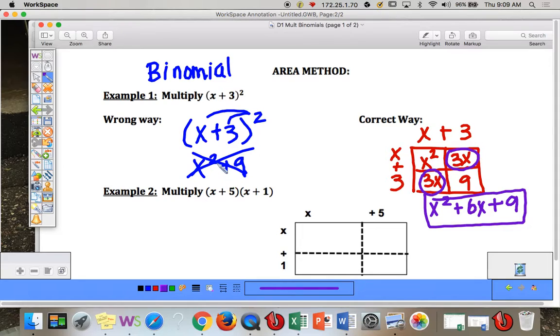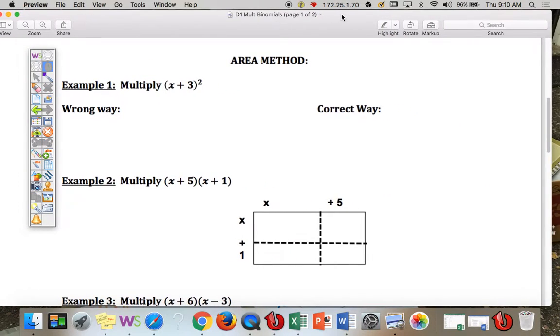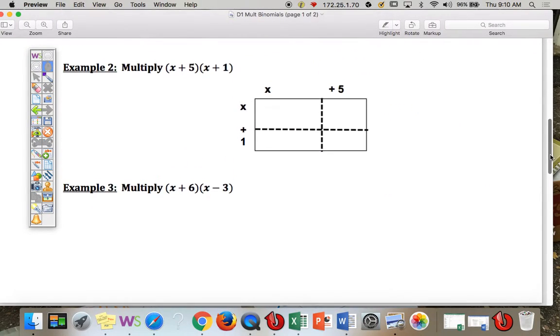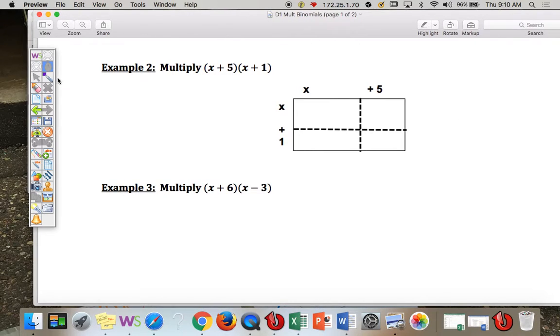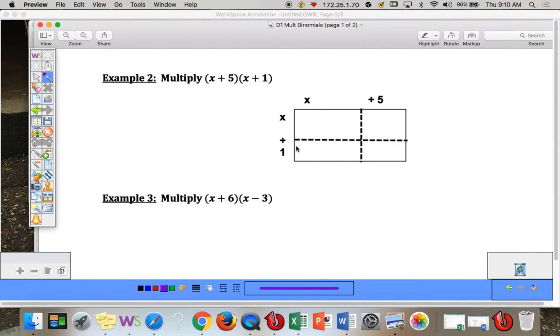It is not x squared plus 9. So you can't distribute the squared if there's a plus or minus between. You can write out a rectangle, find the area of each, and add them together. So let's try that a few more times, and then I'll also show you another method for doing the same thing. So let's multiply out x plus 5 times x plus 1.